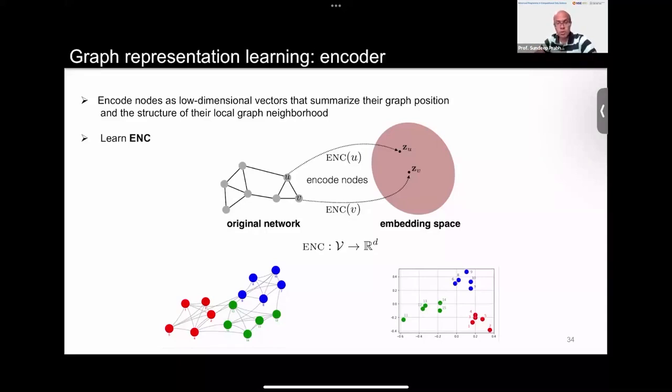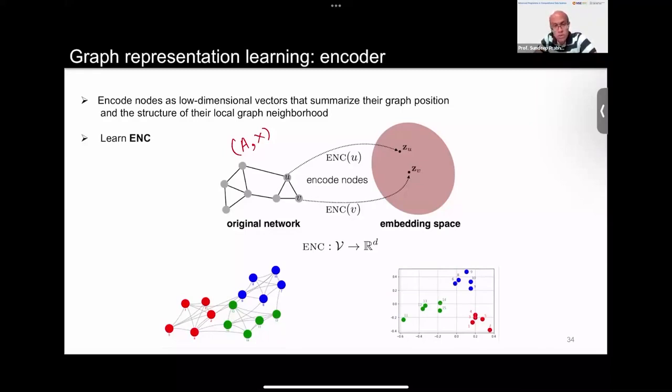Now, what we are interested in with graphs is also graph representation learning, where we would like to embed each node that you see here into an embedding space. For example, as we have seen, we have a graph which is represented as an adjacency matrix, and there is also a feature vector associated with it, a feature matrix.